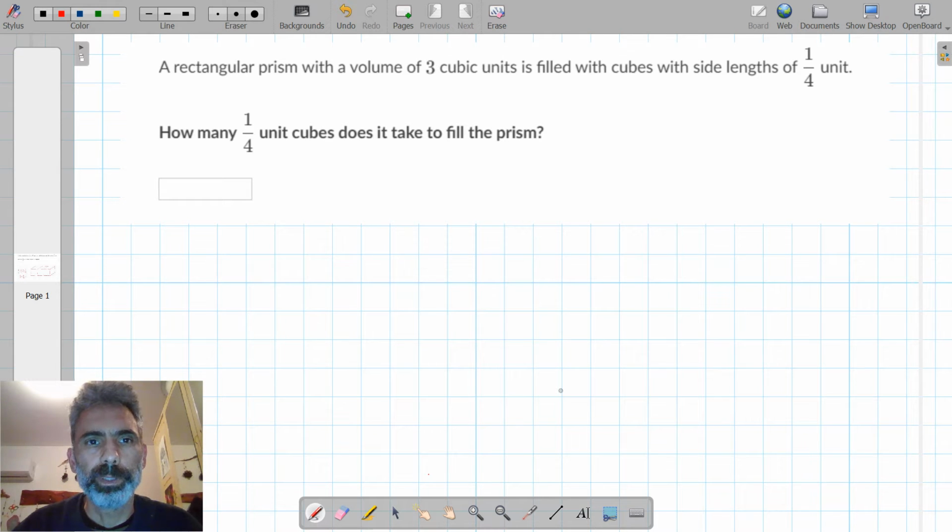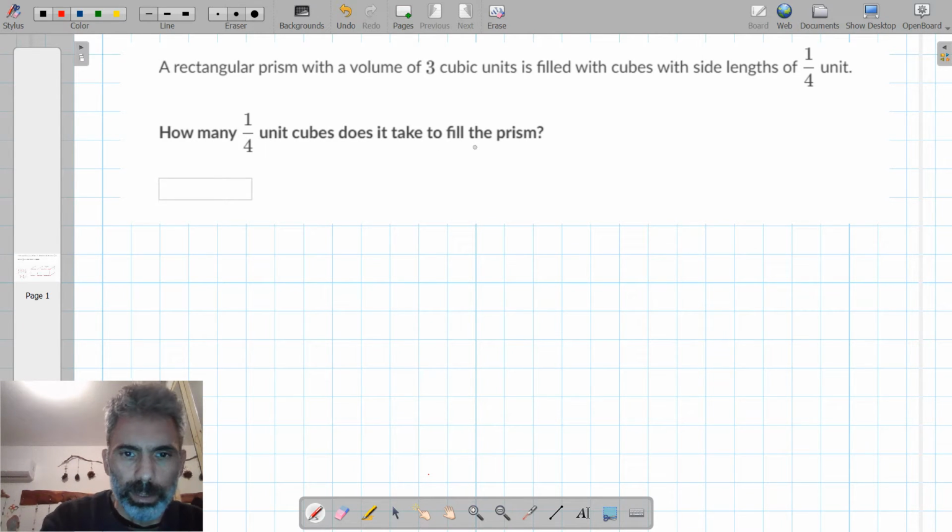A rectangular prism with a volume of 3 cubic units is filled with cubes with side lengths of 1/4 unit. How many 1/4 unit cubes does it take to fill the prism? Okay, so let's draw a prism.